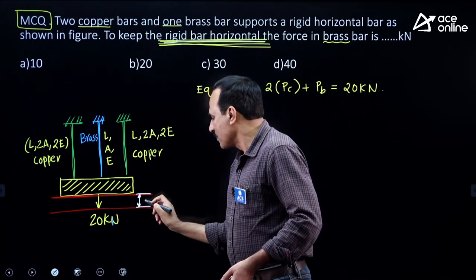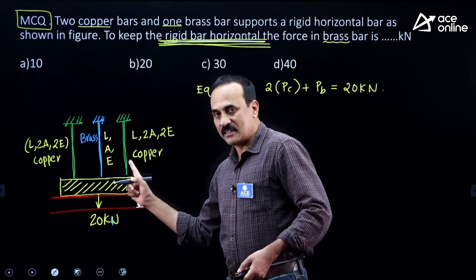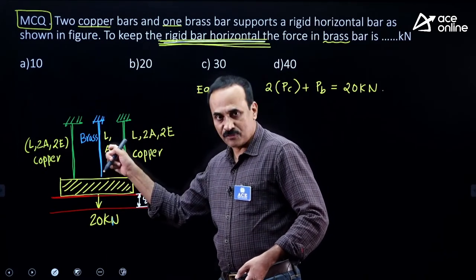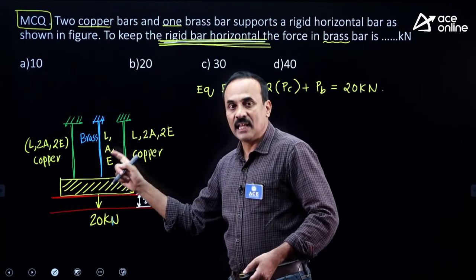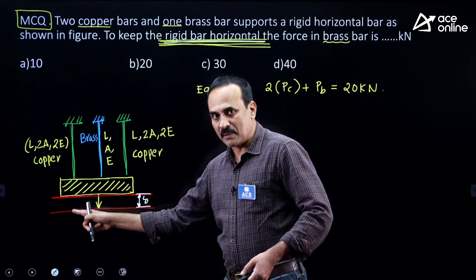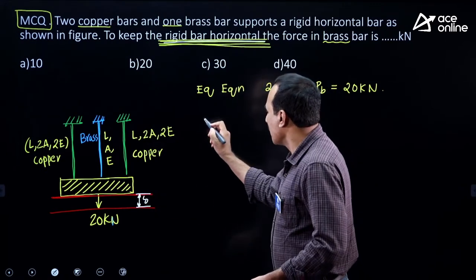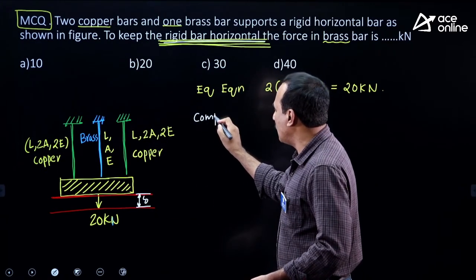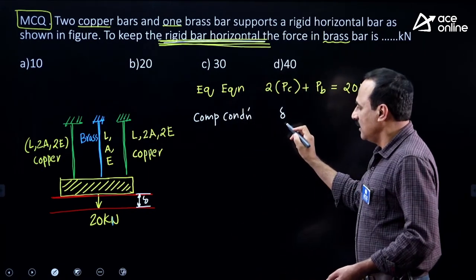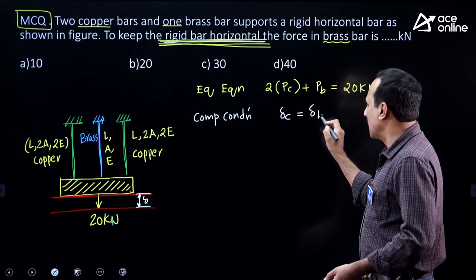That says that the change in length of any one copper bar, either this copper bar or this copper bar, is equal to the change in length of the brass bar. Say suppose this copper bar is extending by delta, this should also extend by delta, this should also extend by delta. So the compatibility condition is that the change in length of any one copper bar is equal to the change in length of the brass bar.